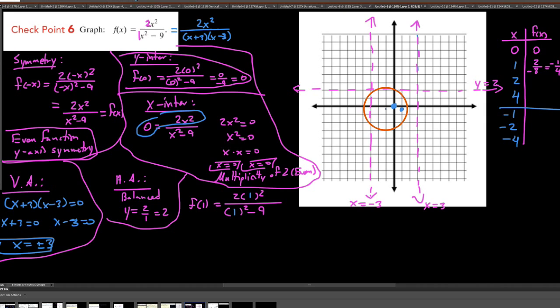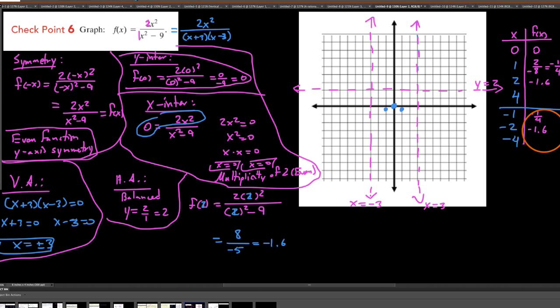Because of symmetry, I know that negative 1 comma negative 1/4 is also going to be on our graph here. Same thing. Now we'll plug in 2, and I'm going to cheat here: 2, 2, and 2. On the top we get 2 times 2 times 2, which is 8. On the bottom, 4 minus 9 is negative 5. So I'm going to get negative 8/5, which I'll write as negative 1.6. I'm okay with a decimal on this one.